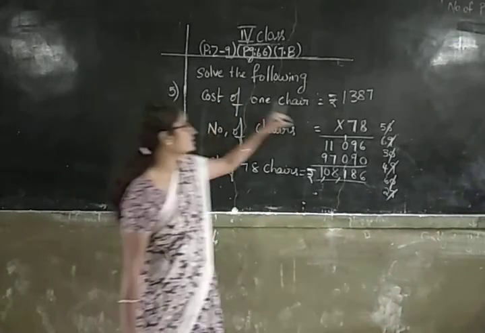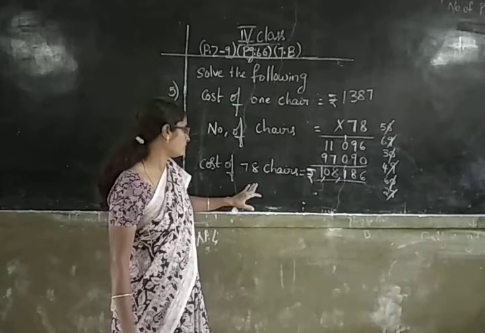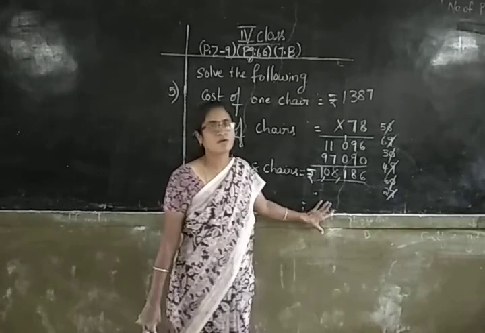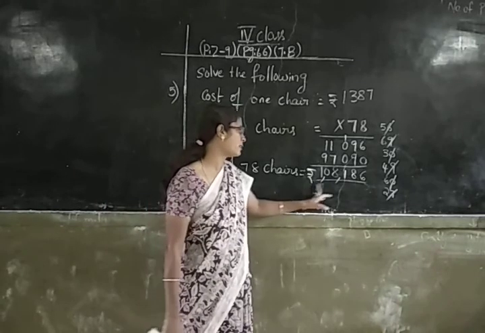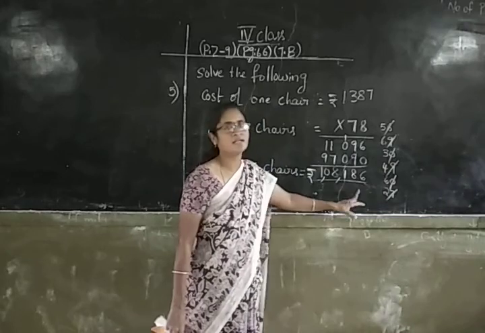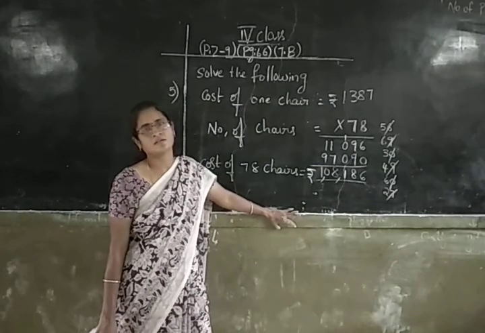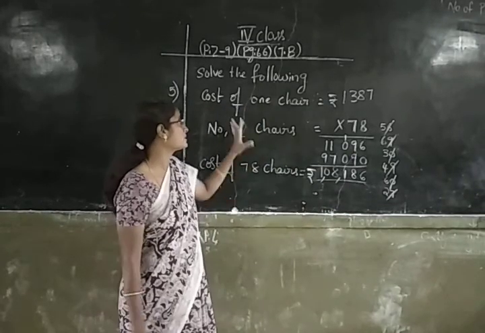Here the cost of one chair is given and you have to find out the cost of 78 chairs. And the cost of 78 chairs is 1,08,186.